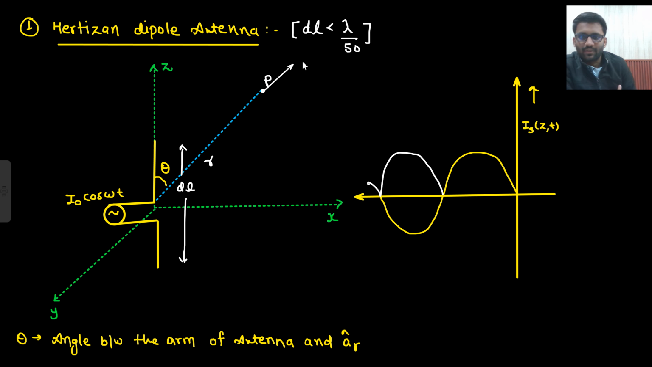This would be your AR cap. A very important point: what is theta? Theta is not the azimuthal angle. It is the angle between the arms of antenna and AR cap. Luckily, here it is equal to the azimuthal angle only.